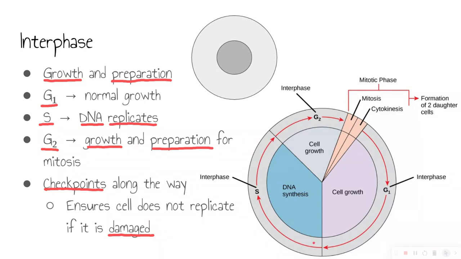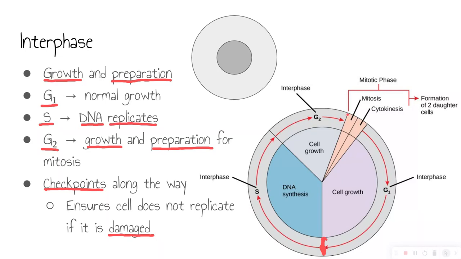So we're going to have a checkpoint at the end of G1, and if we get to the end of G1 and our cell is damaged, it's not ready, then our cell is going to shut it down, and it's going to say, we're not going to divide right now. So if everything is good, we're going to proceed on. Our DNA is going to replicate. Our cell is going to grow.